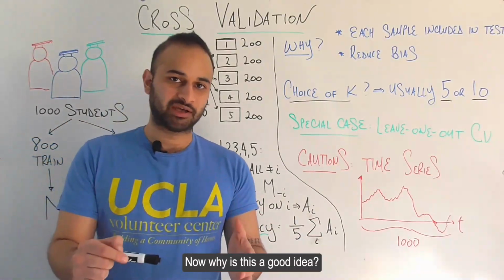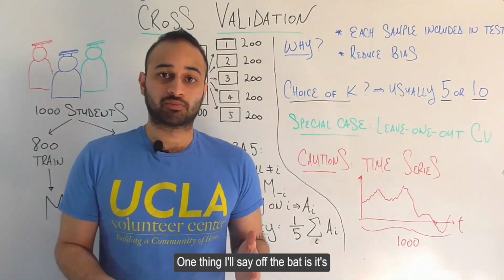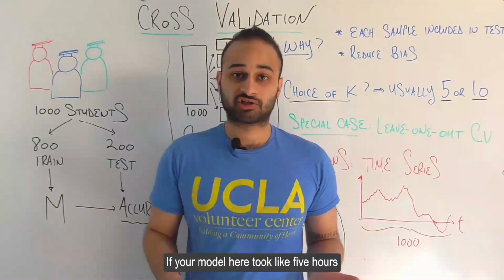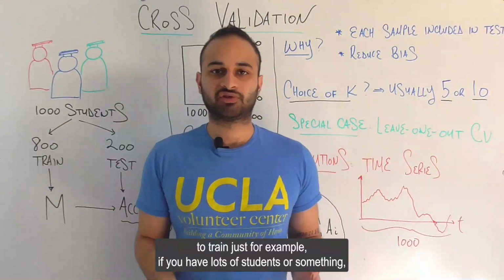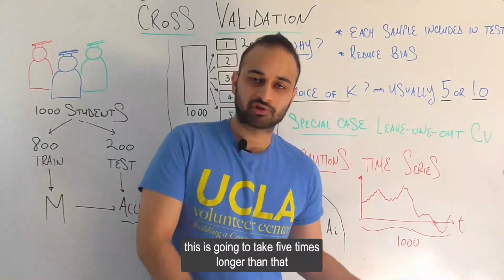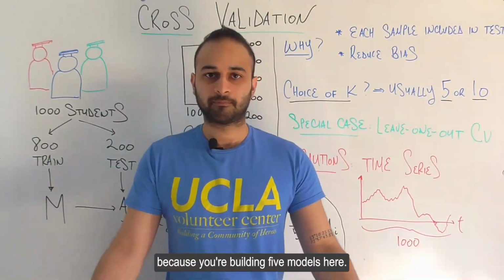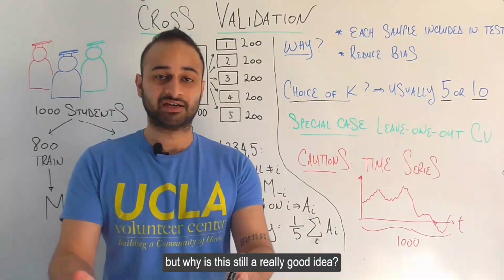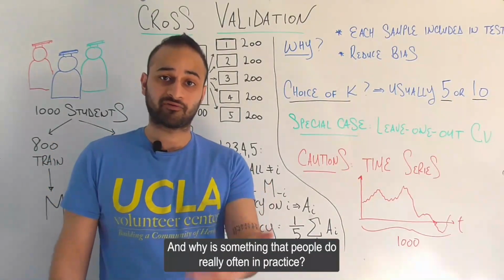Now, why is this a good idea? One thing I'll say off the bat is it's more computationally expensive, right? If your model here took like 5 hours to train, just for example, if you have lots of students or something, this is going to take 5 times longer than that because you're building 5 models here. Of course, it's computationally more expensive, but why is this still a really good idea, and why is it something that people do really often in practice?